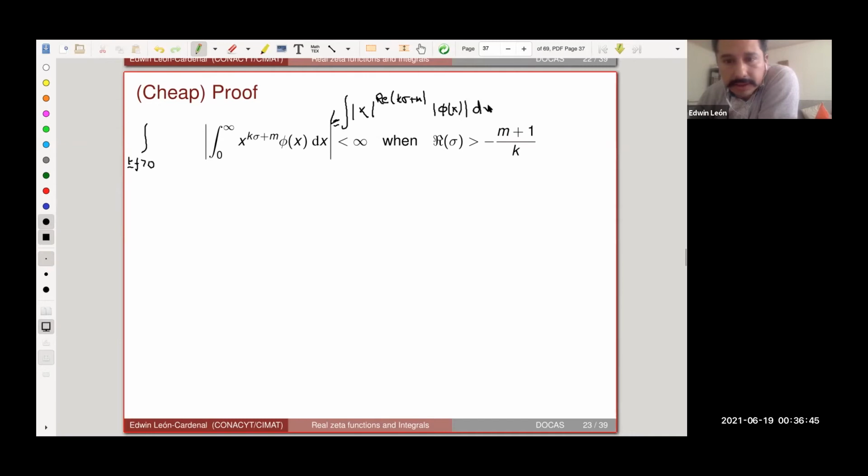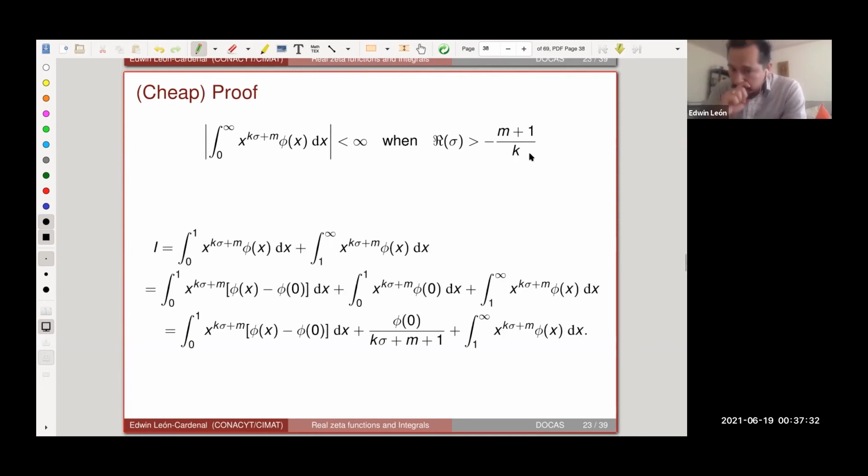Phi and the dx. Okay, and this is a continuous function. One may think that the problem is that this integral will have problems at infinity, but then you remember that this function has compact support, so this integral is actually happening on a compact set. So on this compact set, this function will be well defined when the real part of this exponent is greater than minus 1. Okay, and this is exactly this notation here.